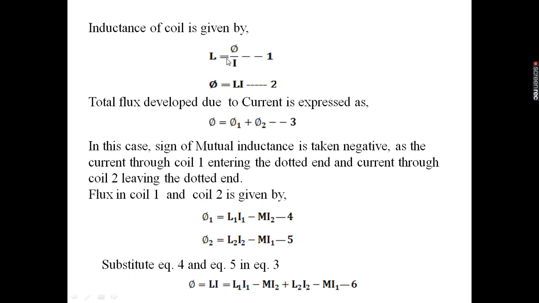So you can see here everything is the same. Inductance L is equal to flux linkage by current, and flux is L I, and total flux is phi 1 plus phi 2. Phi 1 is the algebraic sum of self flux and mutual flux. So self flux is L1 I1 and mutual flux is M I2, but the polarity is minus. Similarly, phi 2 will be L2 I2 minus M I1. So now the total flux phi will be L1 I1 minus M I2 plus L2 I2 minus M I1.